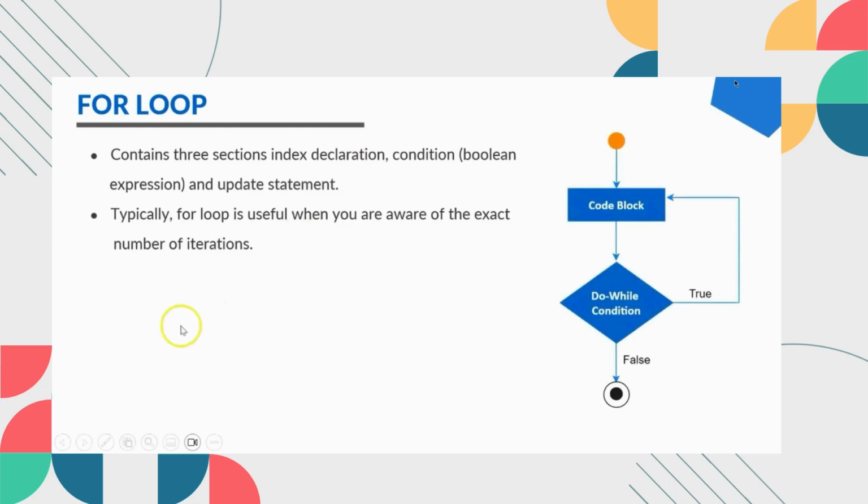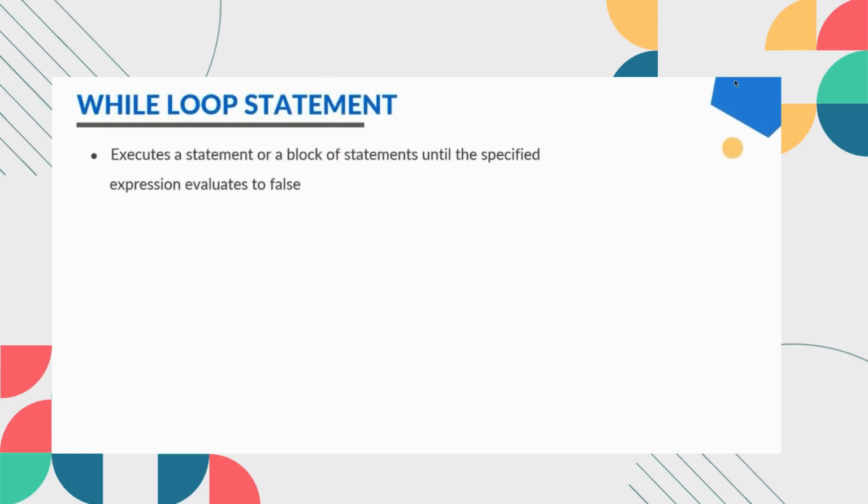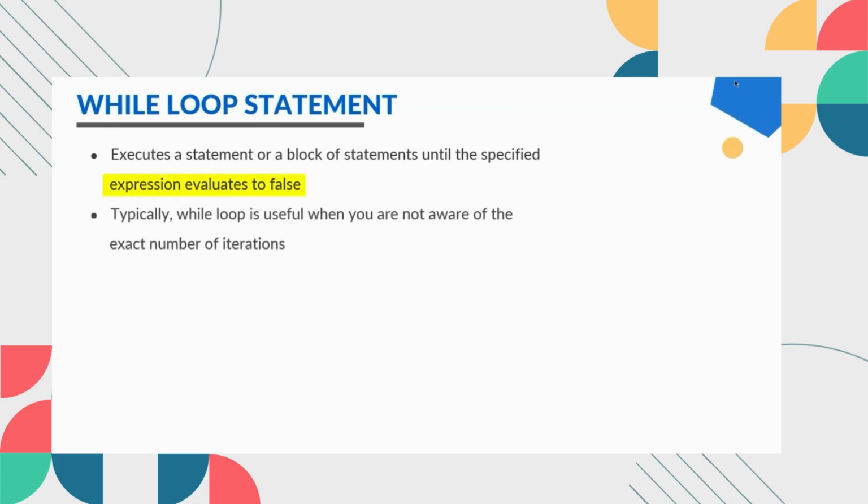The while loop is also an extensive loop that helps in repeating a block of code. It executes a statement or a block of statements until the specified expression evaluates to true. Again, each while loop considers three statements inside it: initialization, condition, and increment or decrement. Typically, the while loop is useful when you are not aware of the exact number of iterations.